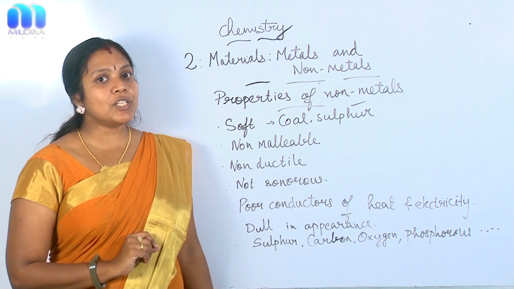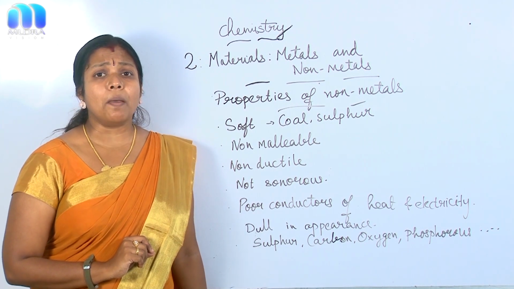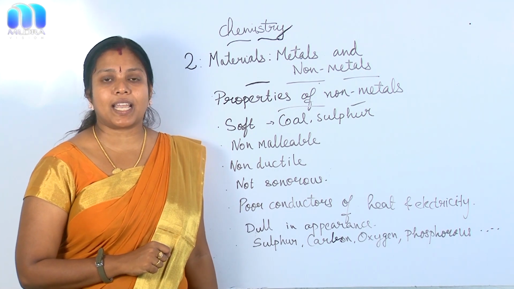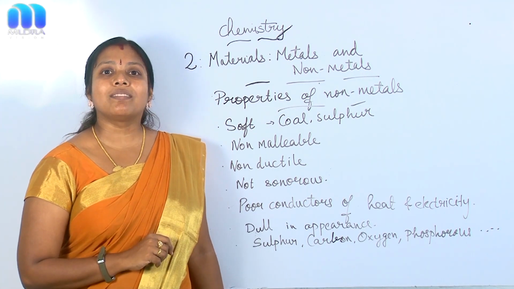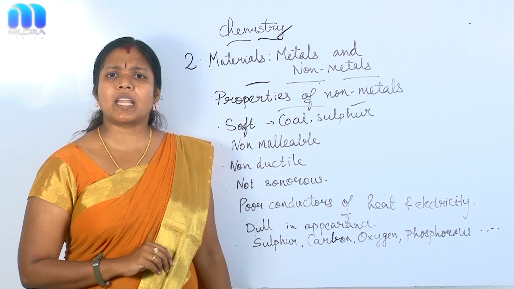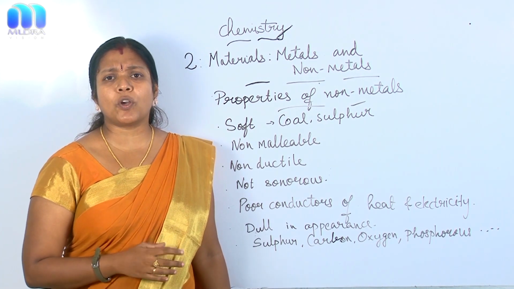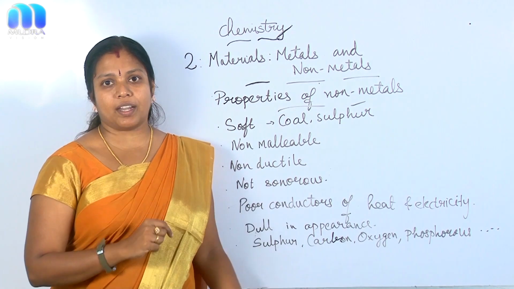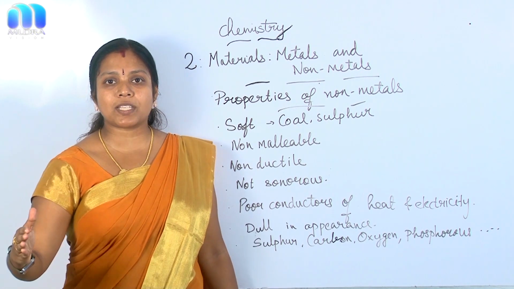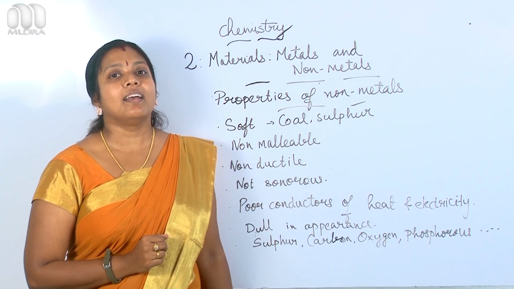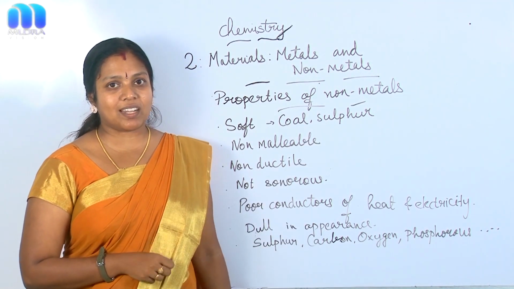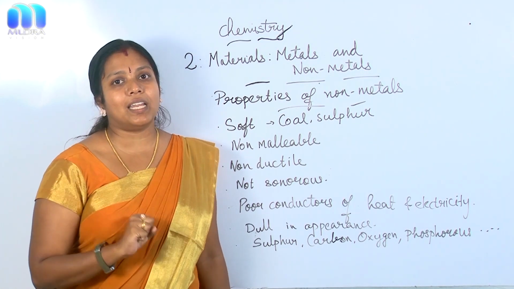Then they are non-malleable. That means we cannot beat them into thin sheets. Next one, they are non-ductile. We cannot draw them into thin wires. Next property, they are not sonorous. That means non-metals do not have the ability to produce a ringing sound when struck hard. Then they are poor conductors of heat and electricity. They cannot allow the passage of heat and electric current, and they are dull in appearance. For example, coal and sulfur are dull in appearance.